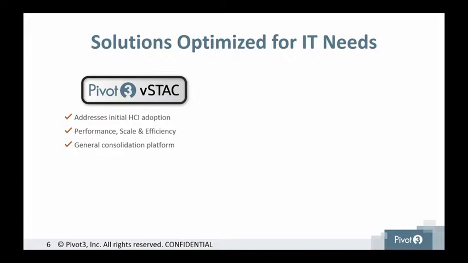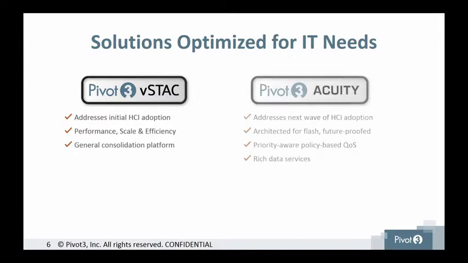Really, from a Pivot 3 standpoint, we try to deliver performance, scale, and efficiency at the leading edge of the market. But we have recently announced a new platform that builds on the capabilities that the VStack platform has. We call it Acuity. Really what it does is it takes everything that VStack has. On top of that, from the hardware standpoint, it adds NVMe flash, it adds quality of service, really designed to address mixed workload kind of conditions.